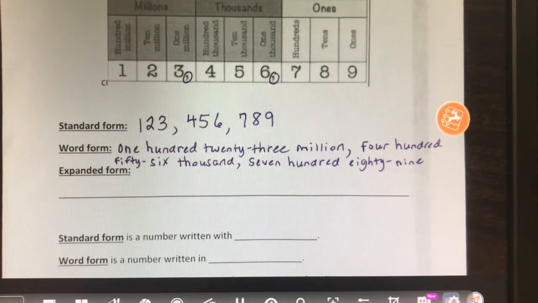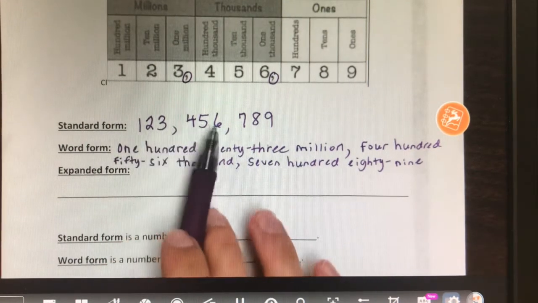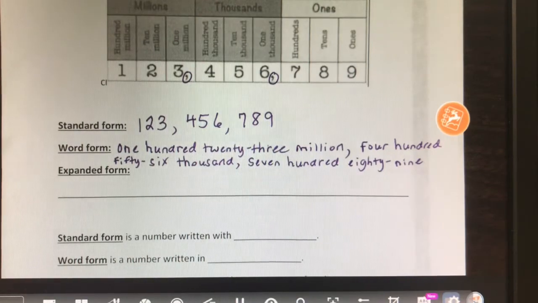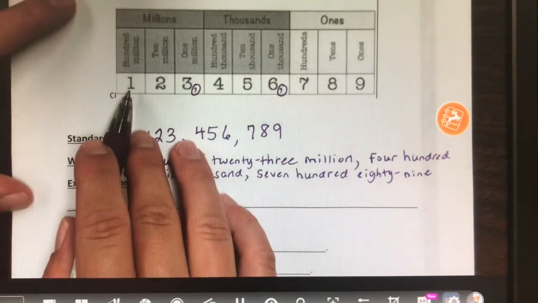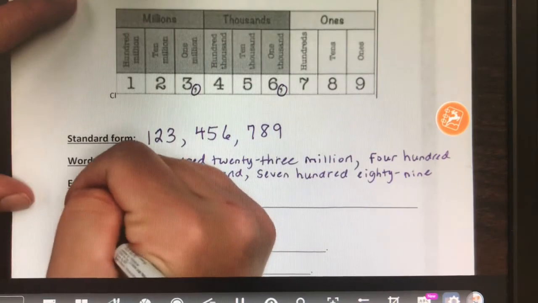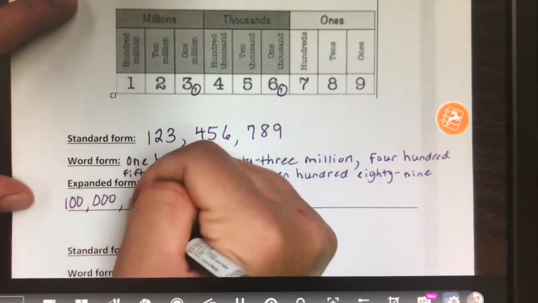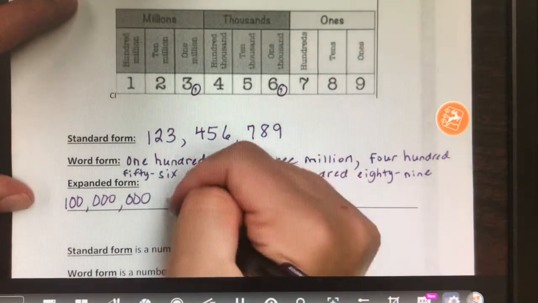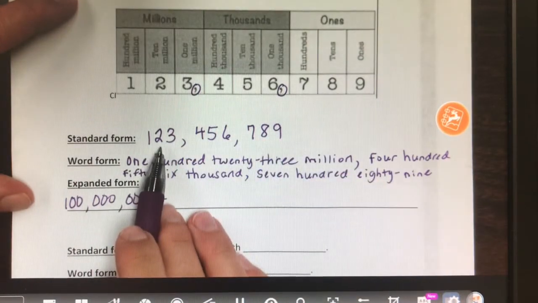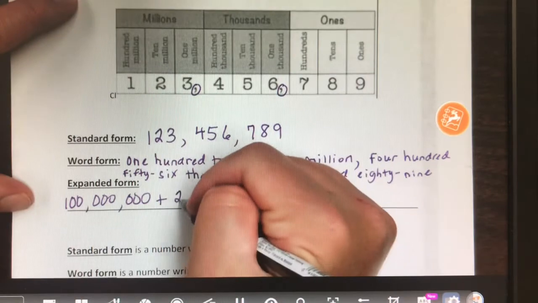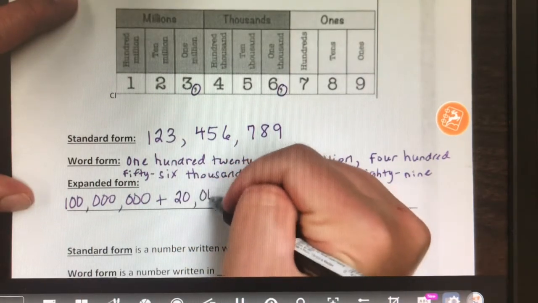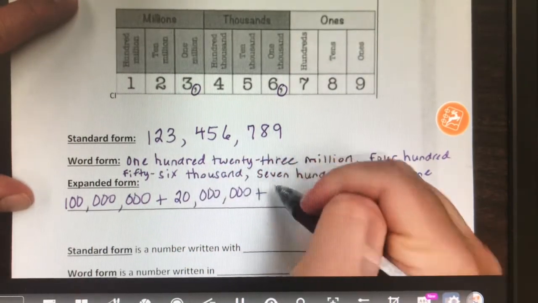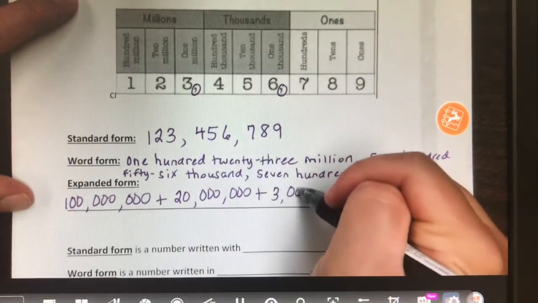Now for the expanded form, if you think of the word expanded, that means getting larger, or I think of it as like spreading out. So what we're going to do is take each number and write the value of it, and then we're going to add them all together. So this one, since it's in the 100 millions place, that one is worth 100 million. Plus, the 2 is in the 10 million spot, so that's worth 20 million. Plus, the 3 is in the million spot, so we're going to write 3 million.